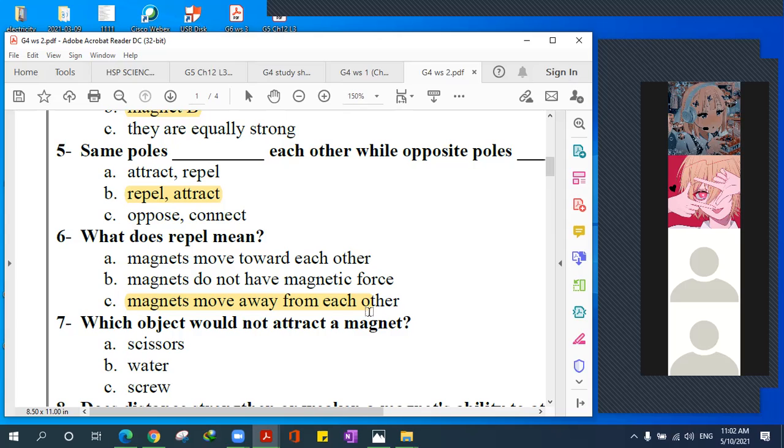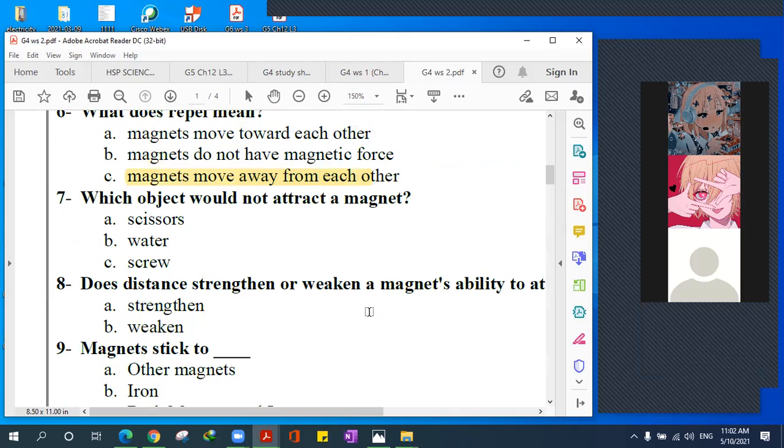Okay, now we have Malak. Malak, would you like to answer number 7? Which object would not attract a magnet? Water. Water, yes, because it's not a metal, so it will not be attracting or being attracted to a magnet. Well done. Thank you so much, Malak.